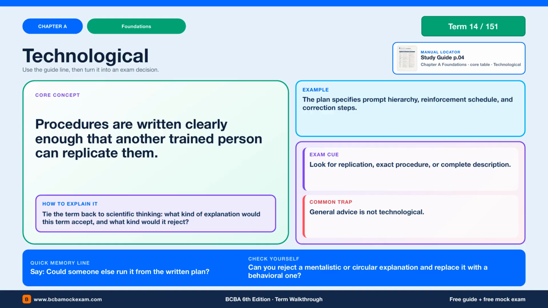The trap is general advice. "Use prompts and reinforcement" is not technological enough. Memory line. Could someone else run it from the written plan?